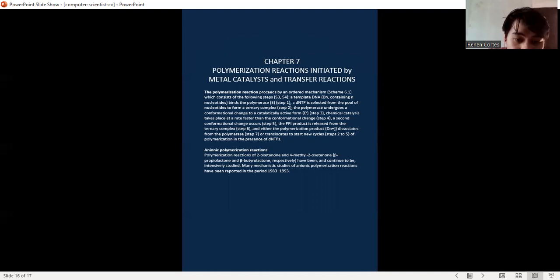Anionic polymerization reactions. Polymerization reactions of 2-oxetanone and 4-methyl-2-oxetanone, or beta-propiolactone and beta-butyrolactone, respectively, have been and continue to be intensively studied. Many mechanistic studies of anionic polymerization reactions have been reported in the period 1983 to 1993.